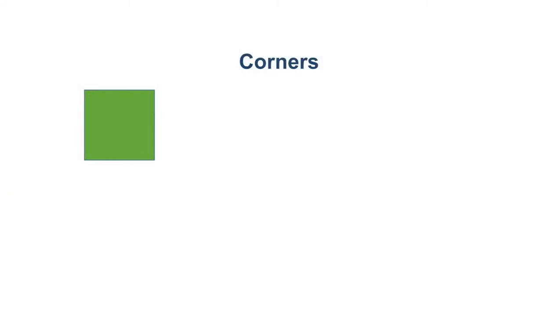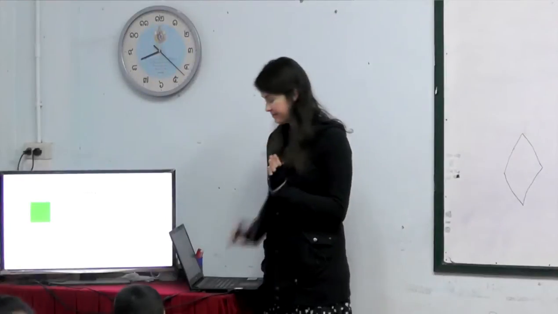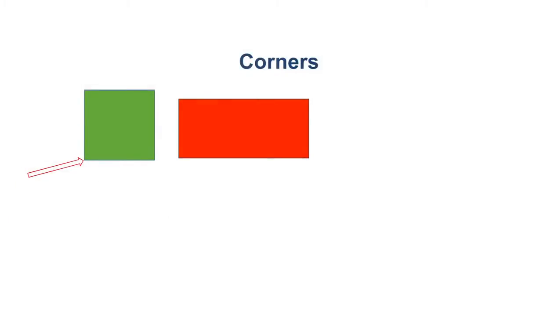How many corners do we have on a square? Good. Just like that rectangle, we've got 4 corners on our square. So these are all of our corners, right where those lines come together. How many on the rectangle? 4.